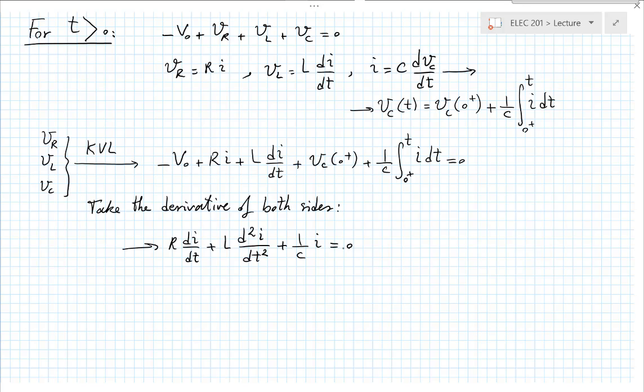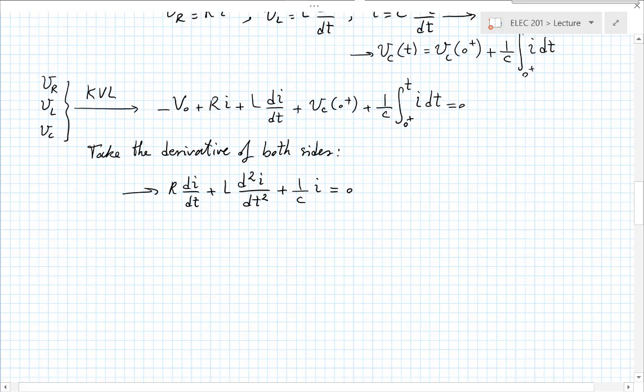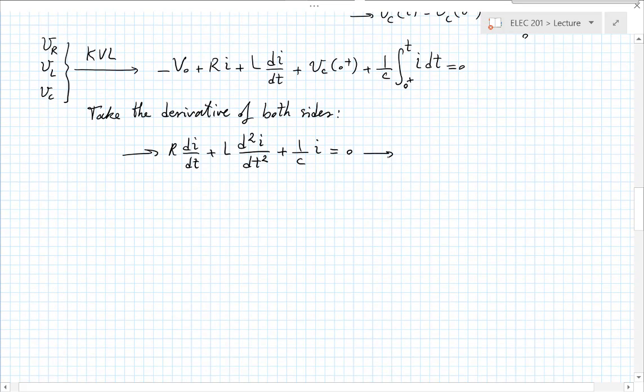Okay, so here you go. A second order linear differential equation. I will rearrange things to put the second order term first, to make it look a little more conventional. And I'll also divide by L, again just for the purposes of looking like things that you're more used to.